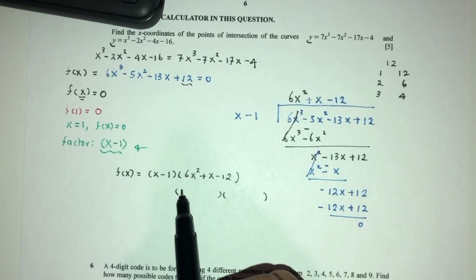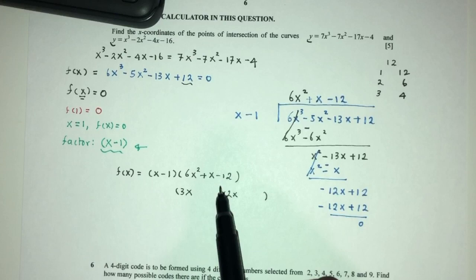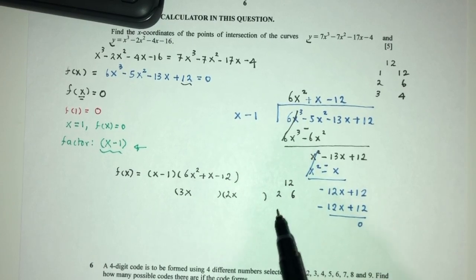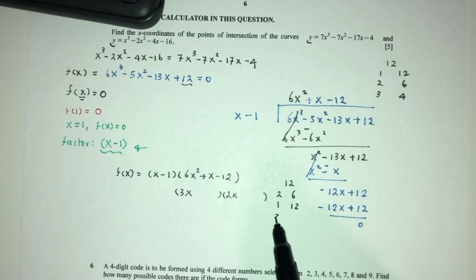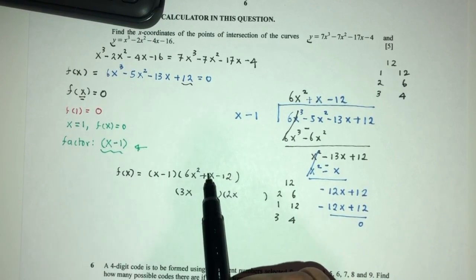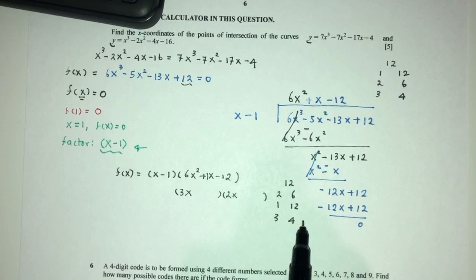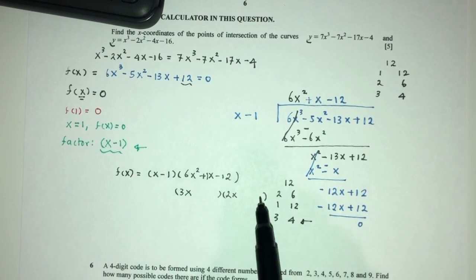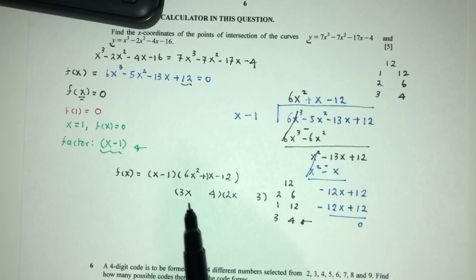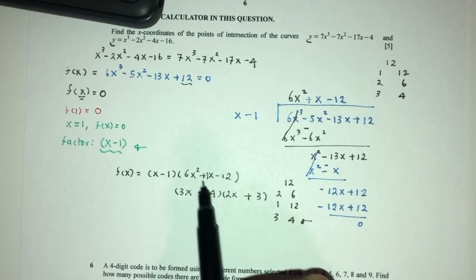So 6 is 3x times 2x. And this is 12. 12 is 2 times 6, 1 times 12, or 3 times 4. Let's play and see which one is possible, because here we need to find the value of plus 1. If I put 3 here and 4 here, it works, right? Because here we have plus 9 and minus 8. So plus 9 minus 8 is plus 1.